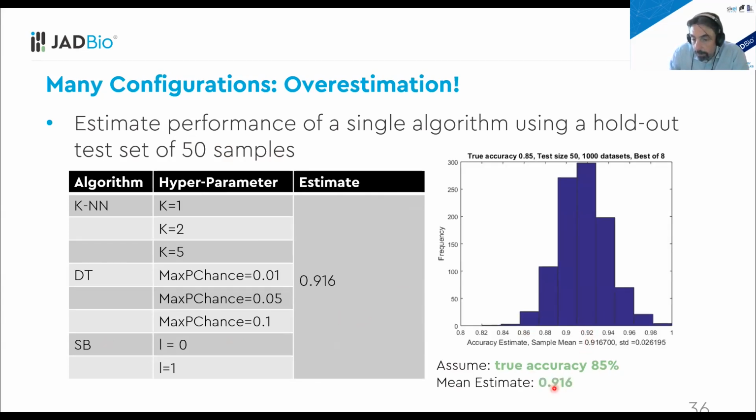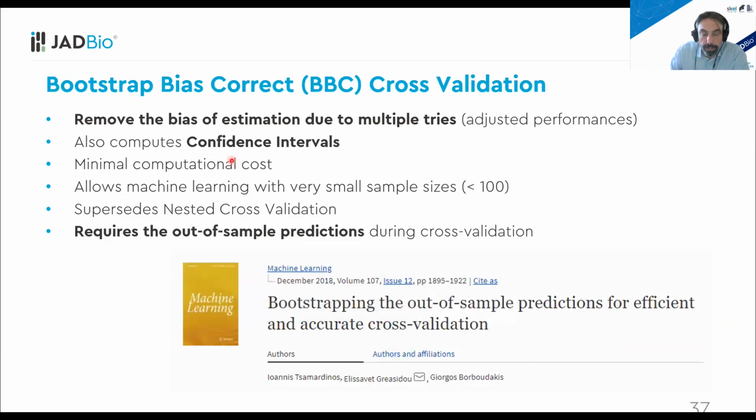On average, your estimate is optimistic. You report 0.91, while the true one is 0.85. And if you had thousands, it may be even worse. And if you have few samples only, it may be even worse. So we got to do something about that. And what we do is we invented a statistical procedure called bootstrap bias correction, or bootstrap bias corrected cross-validation, that removes this estimation bias due to multiple tries. And this is fundamental for life science small sample data.